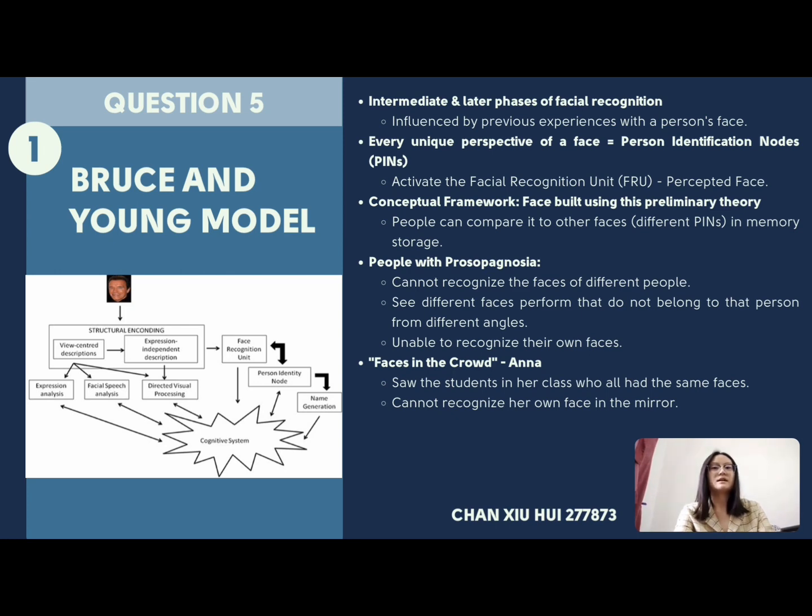Based on scenes in Faces in the Crowd, Anna suffered prosopagnosia after a serial killer attack resulted in a brain injury. She saw the students in her class who all had the same faces, and even could not recognize her own face in the mirror. It means that when she perceives facial information, it is difficult for her to process the PIN because there are different faces that keep changing in her field of vision, so the FRU cannot be activated to identify with other PINs in her memory.